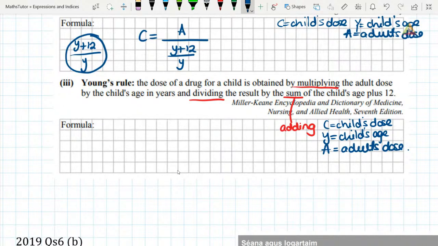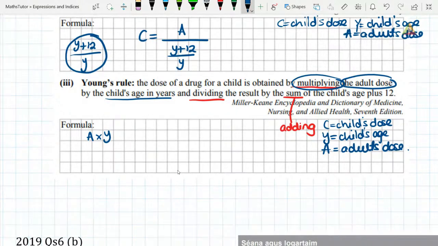So we're saying the adult dose is going to be multiplied by the child's age in years. So A being multiplied by Y. And then it says dividing the result, so dividing that part by the sum of the child's age plus 12. So that's going to be Y plus 12, and that's C is equal to again.